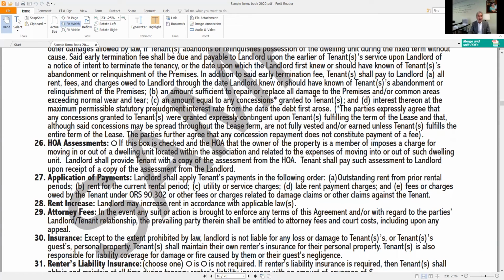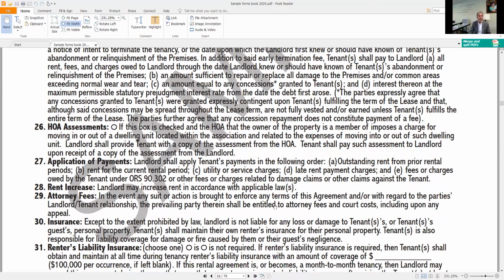Rent increases are allowed in accordance with applicable laws. What are those laws? Those are on the forms that will cover that at a later date. Attorney fees are pretty important, because if you do get into a legal spat, the prevailing party will be able to charge lawyer fees. So I'm going to just take a quick editorial here.